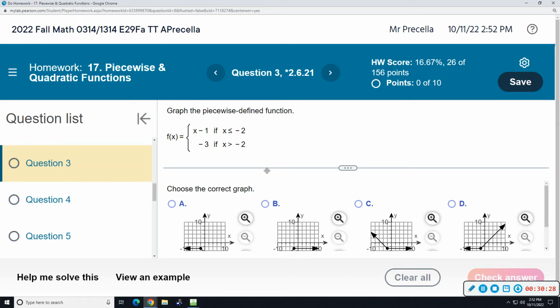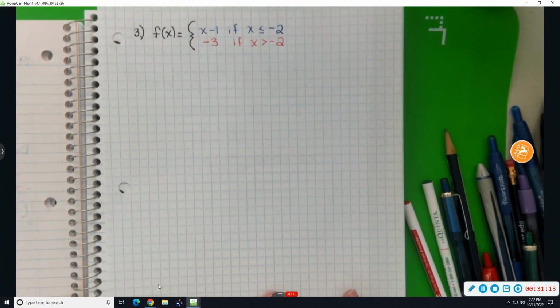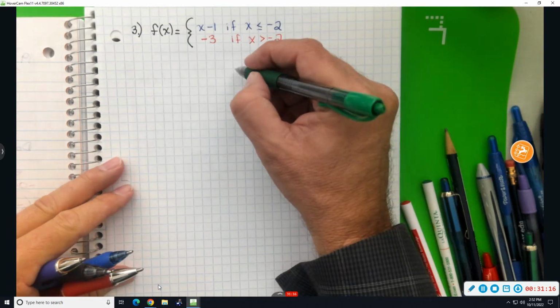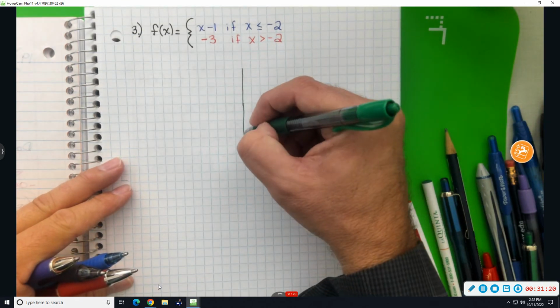Problem 3. It says f of x equals x minus 1 if x is less than or equal to negative 2, and negative 3 if x is greater than negative 2. Okay, so I have a blue piece and a red piece. Let me draw my x-axis and y-axis.